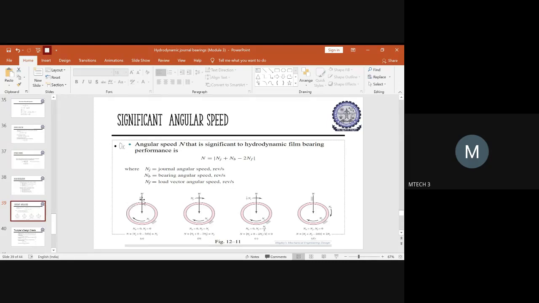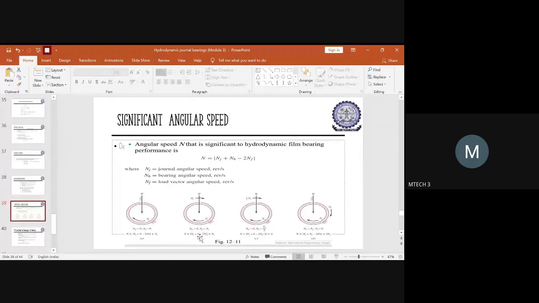By looking into the diagram, you should be able to understand. If they show you a direction as some angular speed with which the bearing is rotating, then you will have the value for the bearing. In this sketch, you can see the angular speed with which the journal is rotating, and you also have the angular speed with which the load vector is revolving. The load vector revolves due to the subjection of the load, right? So here the value of NF will be known, and the angular speed of the bearing is unknown.